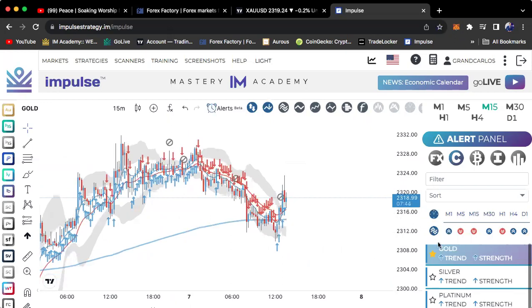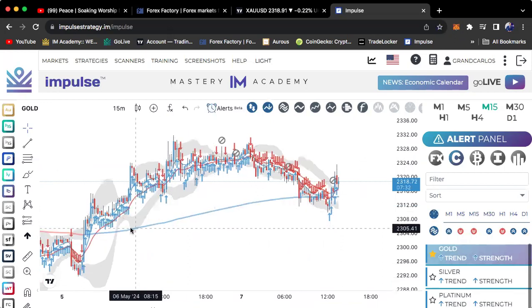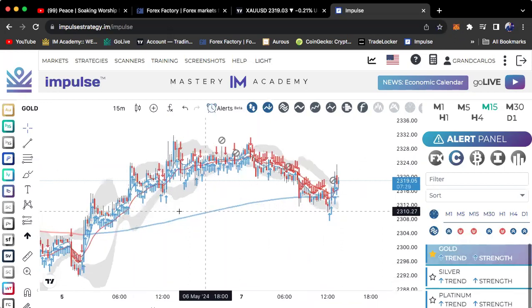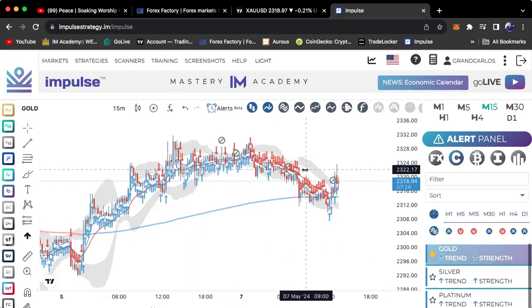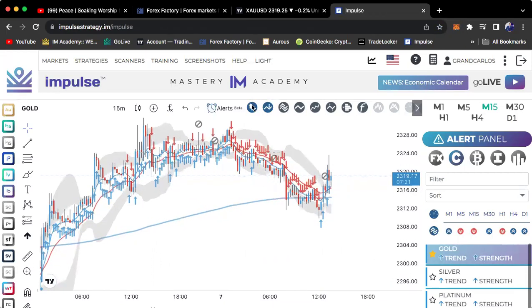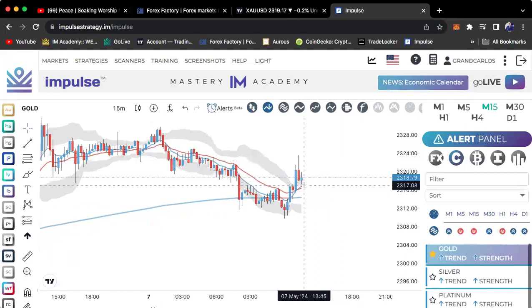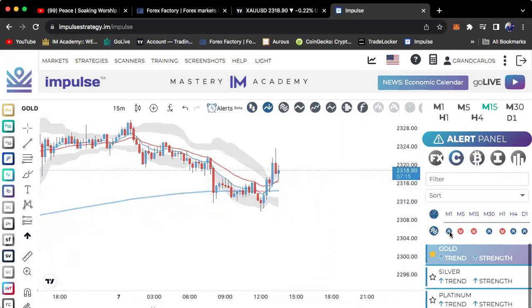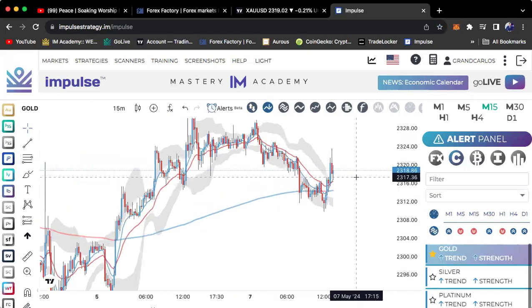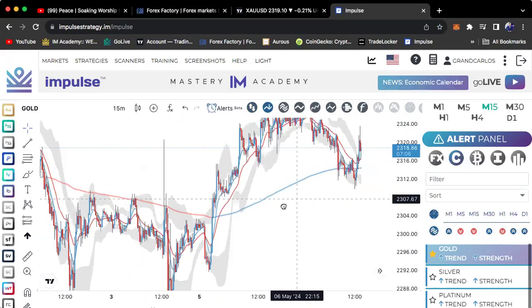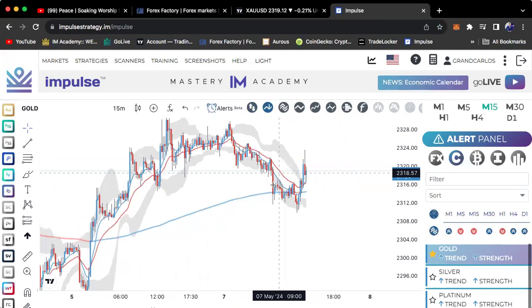So gold, see right now, I'm getting blue arrows, a blue trend arrow, blue strength arrow. Price is above the EMA line. So when you see price above this EMA, then you're looking for buys. So right now, price is on a bullish run.